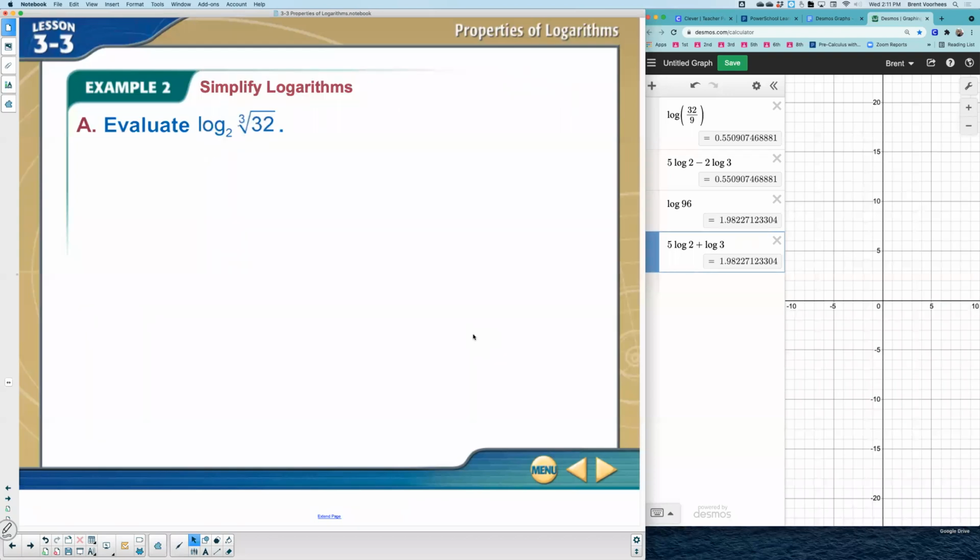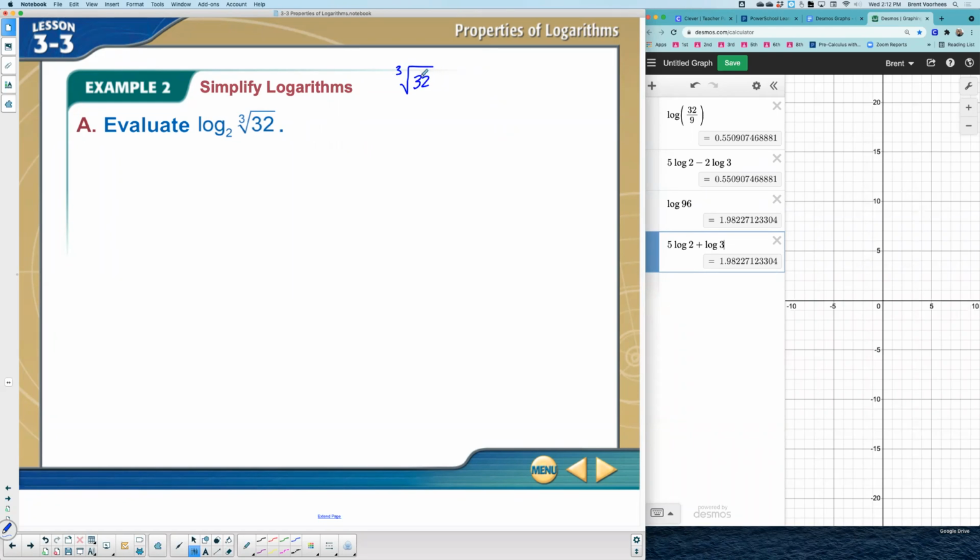Now let's take a look at example 2. Example 2, honestly, could have belonged to last lesson. The one thing that's a little different here that I want to point out is that when you're taking a third root of something, as I was saying before the announcement, third root of anything means divide by the power of 3. So on this problem, we have the third root of 32. There's not a power on the 32.